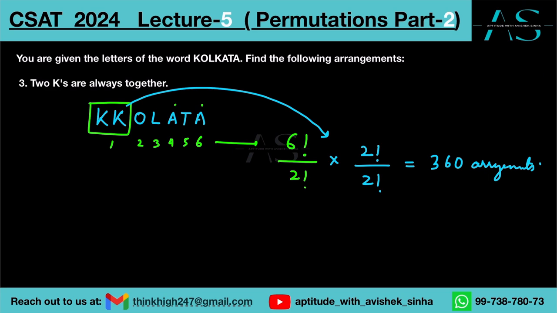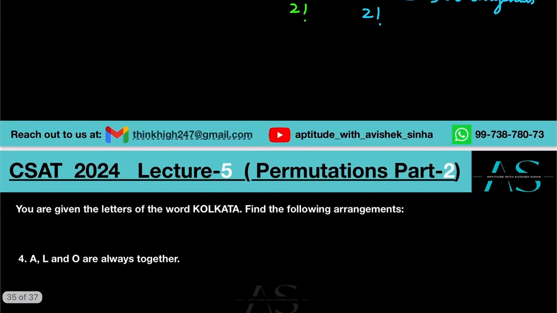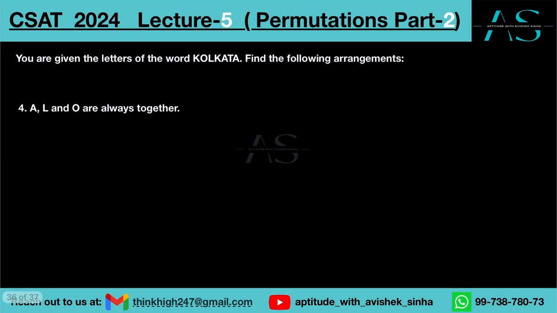That is the correct answer. Alright, next. The A, the L, the O are always together. ALO is always together. A, L, O, K, K, T. Okay, A, L, O, we have got 2 As.